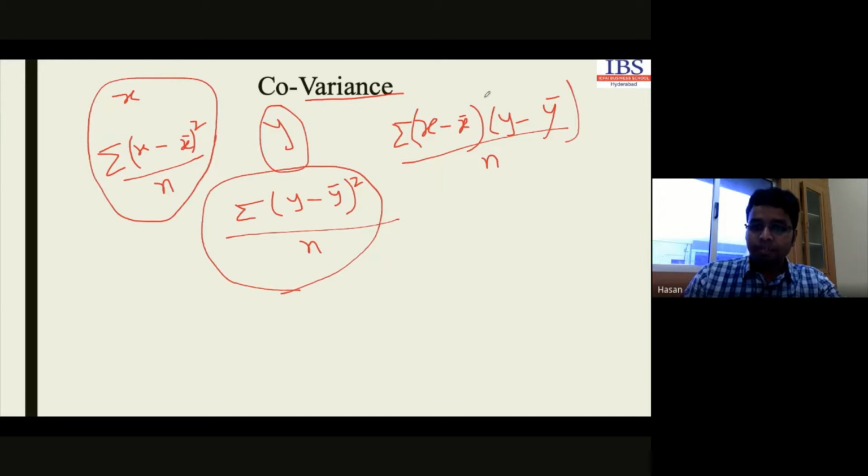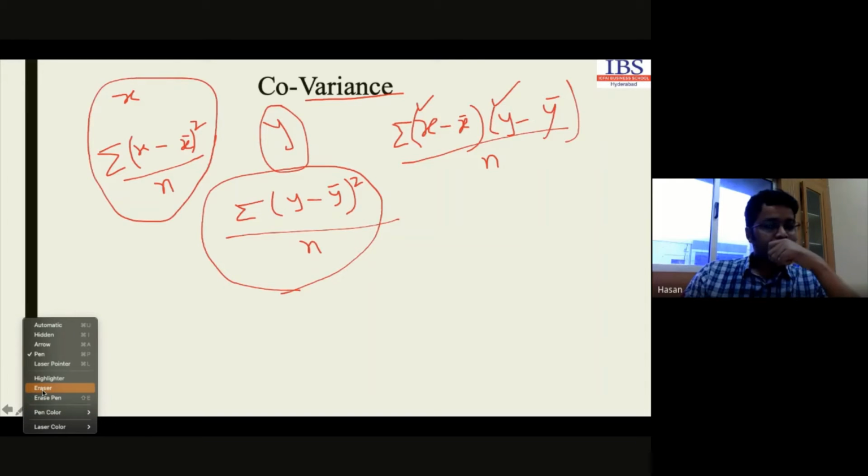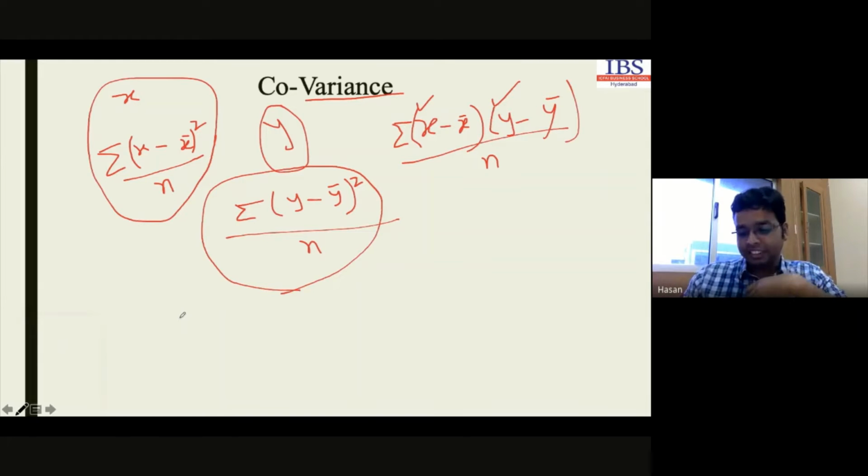Now x and y are simultaneously varying together. That's why it is covariance. This is the formula. Is that clear? Yes, sir. Clear? Let's see with an example.